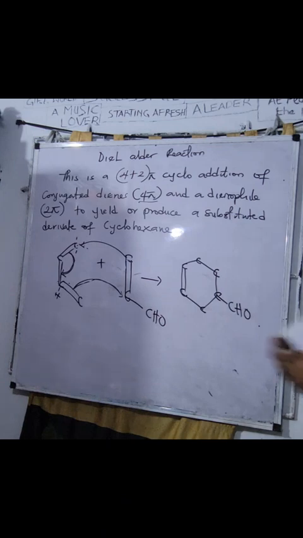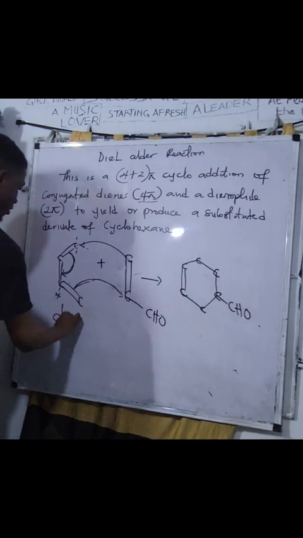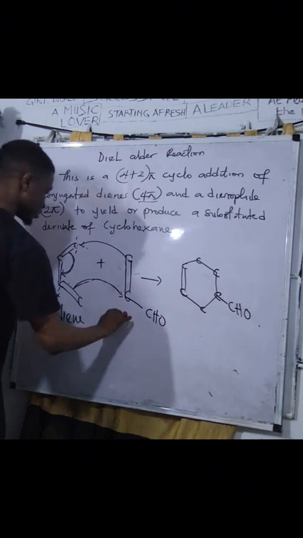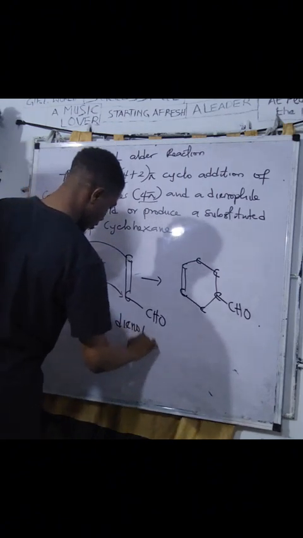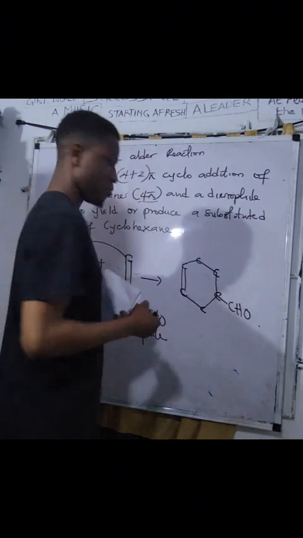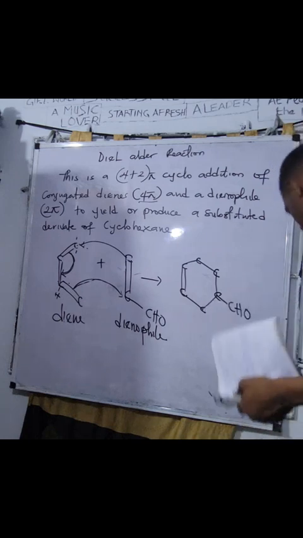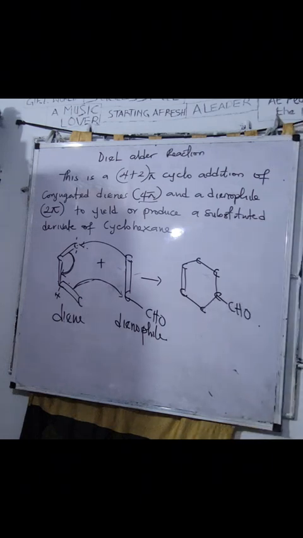So this is a diene. And this is a dienophile. A dienophile will always have an attachment aside from the double bond. They will always have an attachment. It could be an oxygen attachment, it could be a cyano attachment, it could be anything at all, but they will always have an extra attached to them. It will not just be a double bond. There will always be an extra.